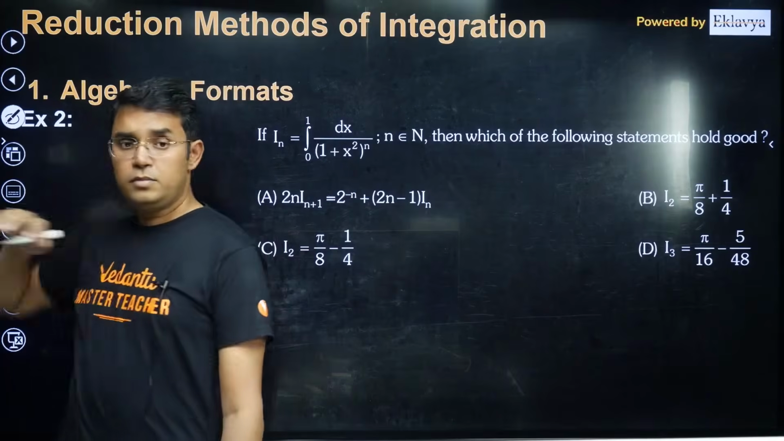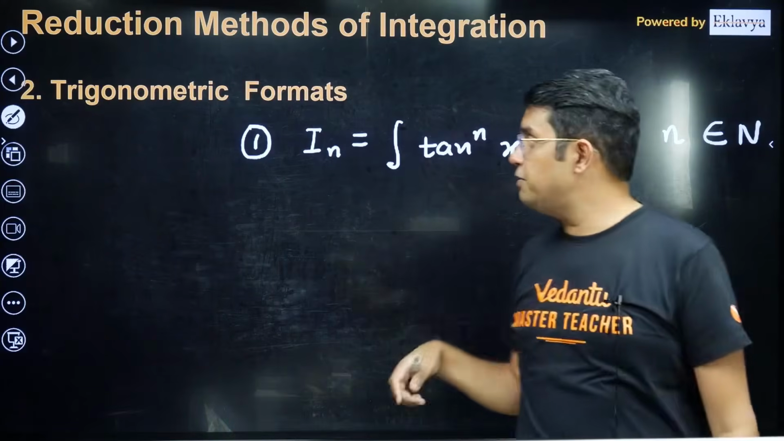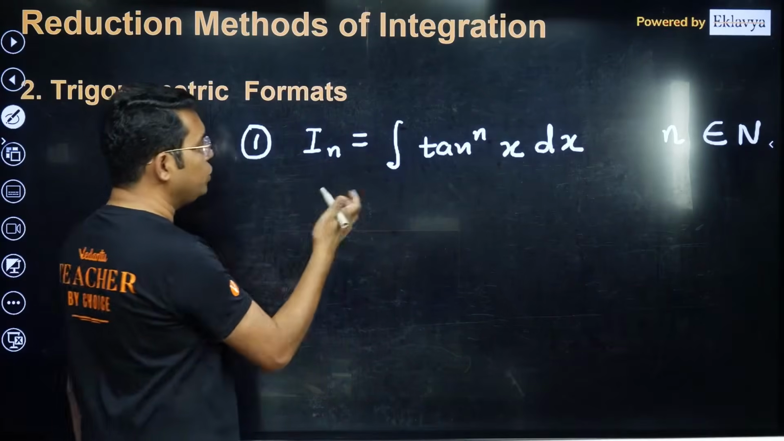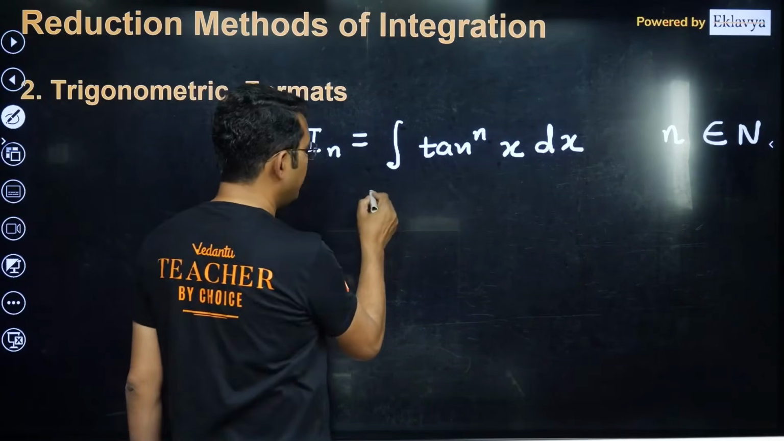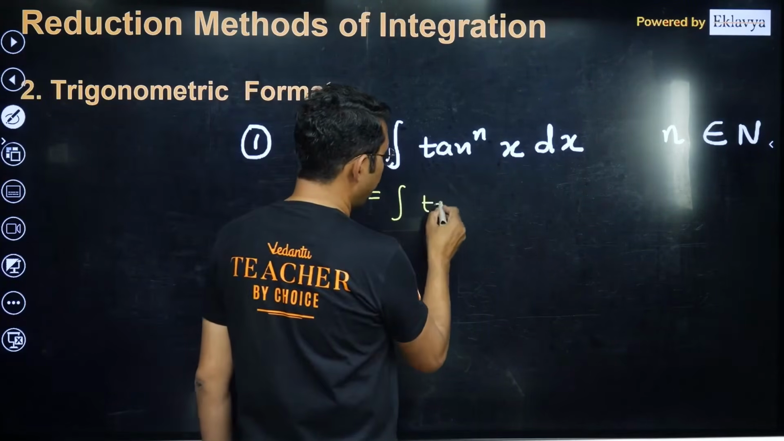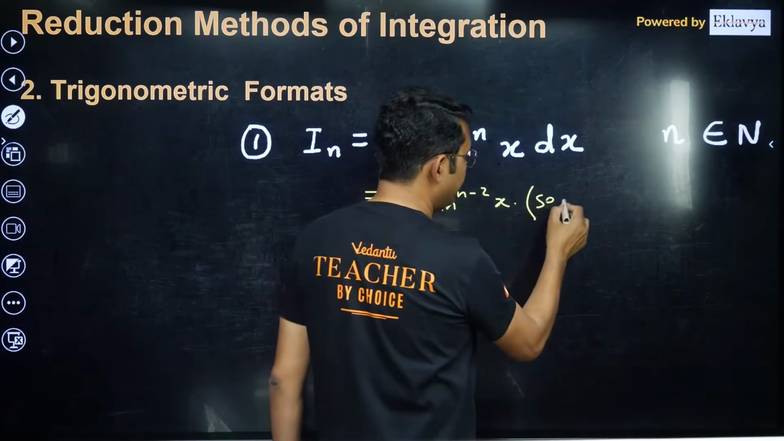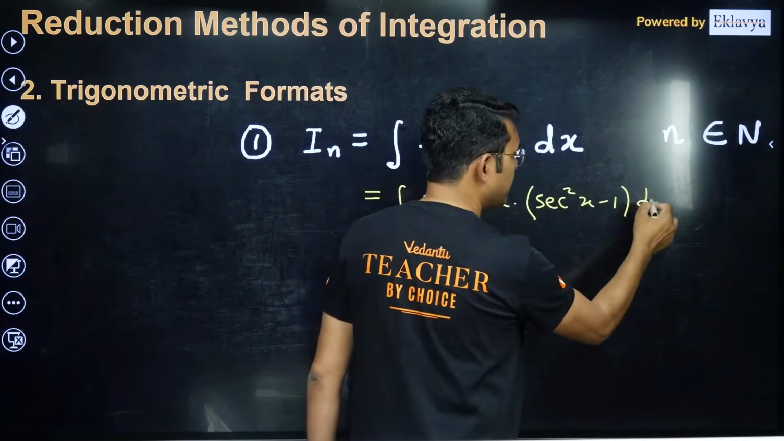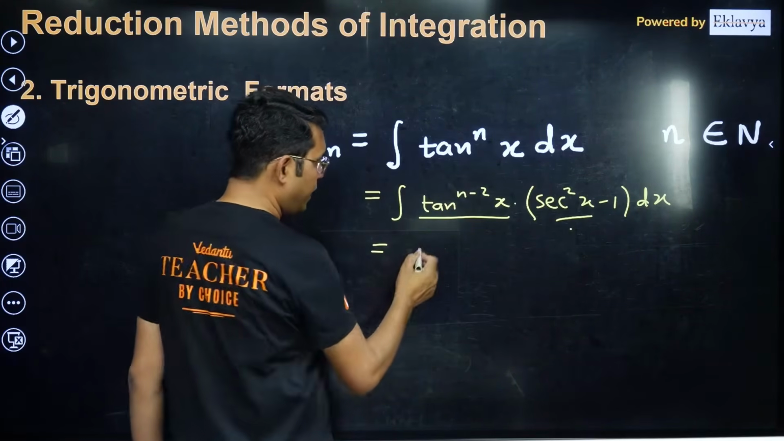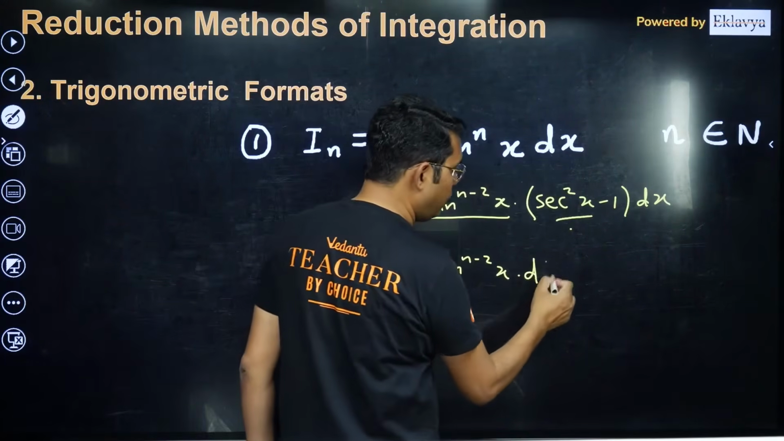Now coming to trigonometric formats. I'll be starting with tan power nx. Very easy to understand. Maybe many of you must already know it. Now if you want to do In is equal to the integral of tan power nx dx, this will not be done by integration by parts. Rather, it will be done using tan raised to the power n minus 2 x, and then the remaining tan square I will write as secant square x minus 1, the famous trigonometric identity. Then this tan power n minus 2 x into secant square, we can integrate using substitution. You can write this as d of tan x also.